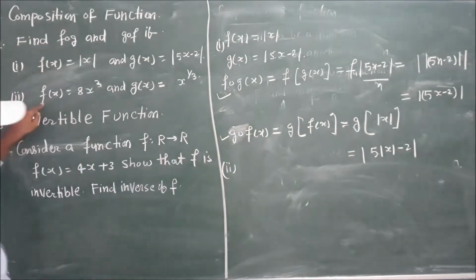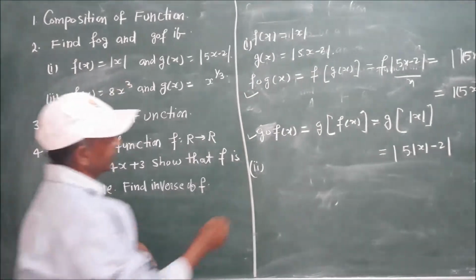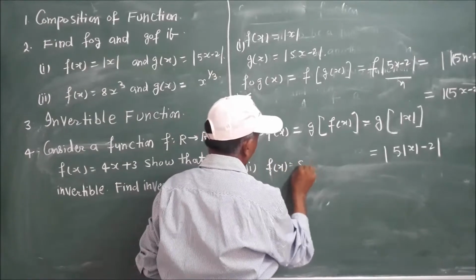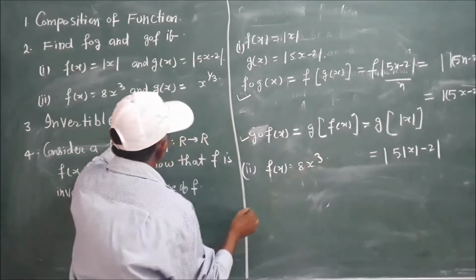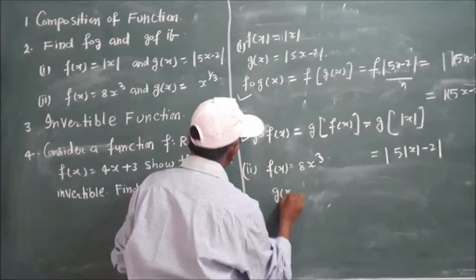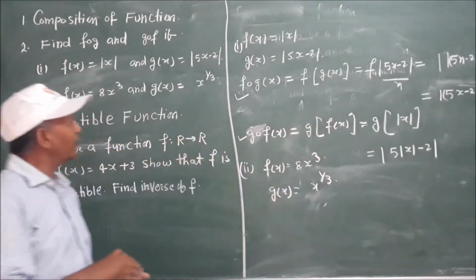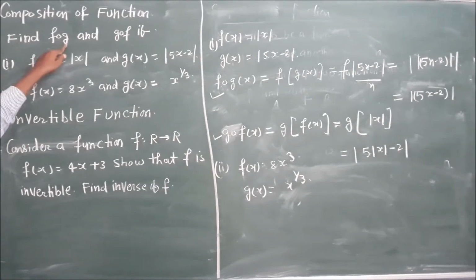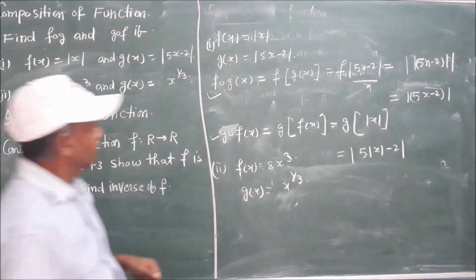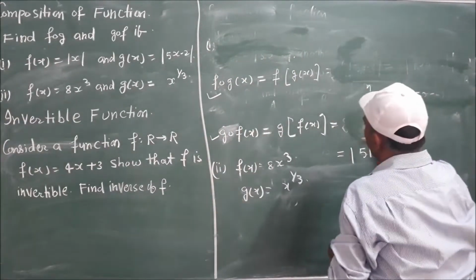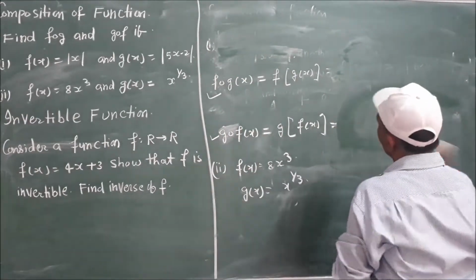See the second question. This is your first question and this is your second question. The second question is: if f x is equal to 8x cube, and g x is equal to x to the power 1 by 3, then you have to find the value of f of g x and g of f x. Use this result also.